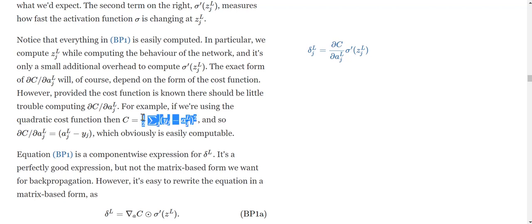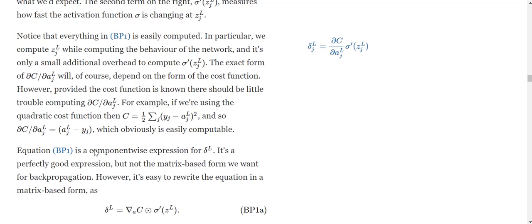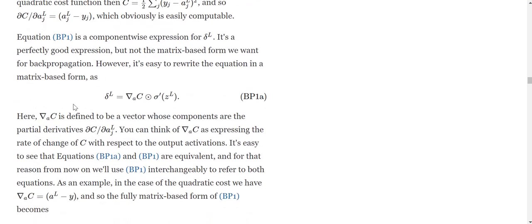So now you can understand why the half comes in handy. When you take the derivative, this 2 comes here, and the 2 in the numerator and the half in the denominator get cancelled out. Okay, so equation one, the first equation of backpropagation, is a component-wise expression for delta L. It's a perfectly good expression, but not the matrix-based form we need for backpropagation. However, it's easy to rewrite the equation in a matrix-based form as this.